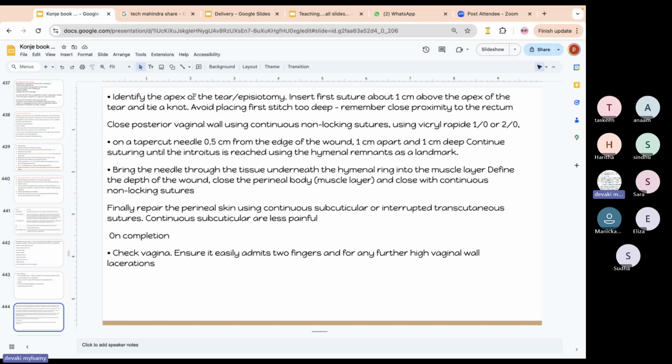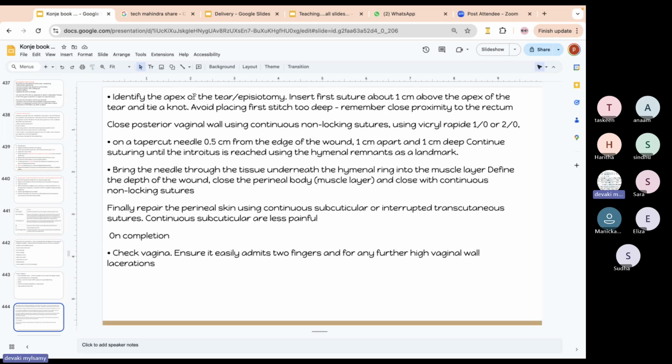Edges 0.5 centimeter to 1 centimeter apart and 1 centimeter deep. Ensure that you do not injure any blood vessel. Hemostasis will be achieved. Bring the mucosal approximation up to the hymenal ring, and then go back to take the muscle layers, again with the same continuous non-locking sutures. And lastly, the skin: either subcutaneous or interrupted mattress sutures. Subcutaneous sutures are better because they are less painful.